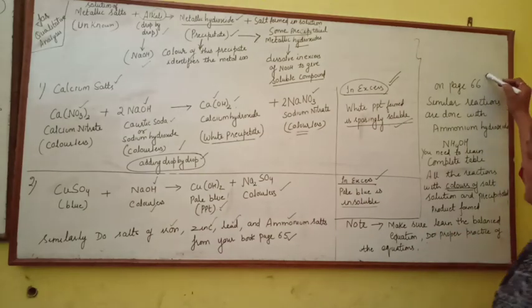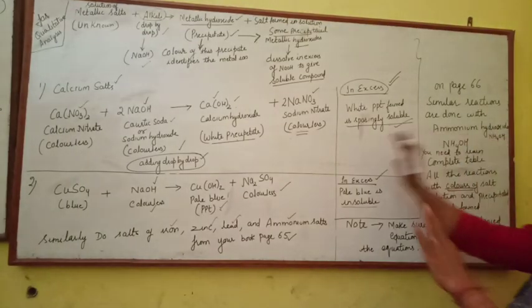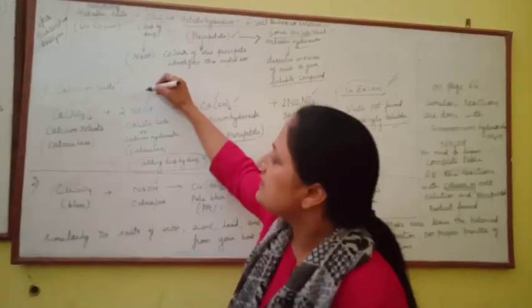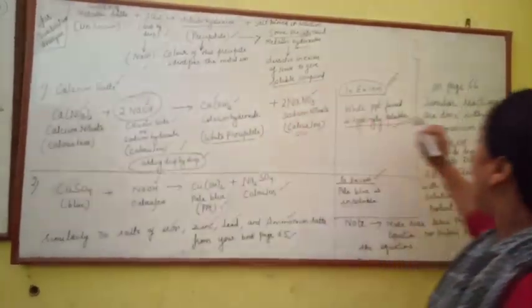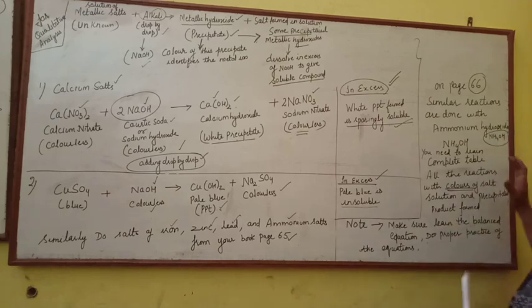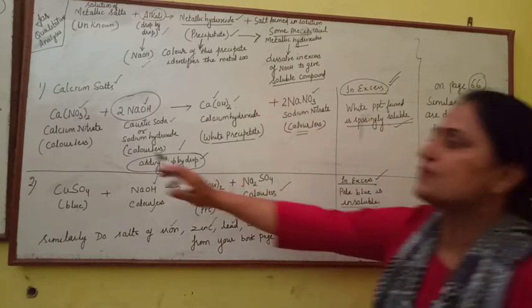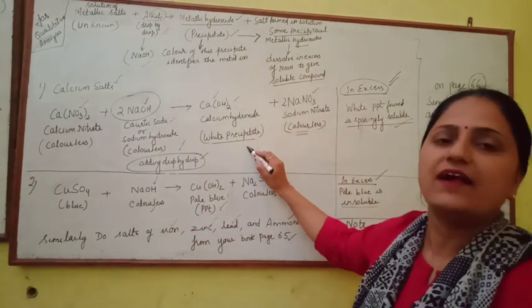On page 66 also, similar reactions are done with ammonium hydroxide, that is NH4OH. Here I have shown the examples with sodium hydroxide. On page 66 you will see the same equations done with ammonium hydroxide. So you need to learn the complete table, all the reactions with colors of the salt solution and the precipitated hydroxide formed. You have to learn all the colors of the salts and the precipitated hydroxides.